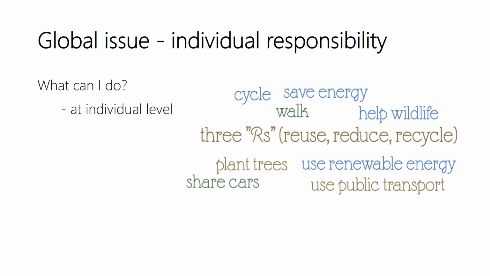We can use renewable energy instead of fossil fuels, something like solar panels, wind turbines. Also, instead of driving alone in a car, we can share cars, cycle, walk, or use public transport. Another thing we can do for the environment is plant trees and help wildlife.